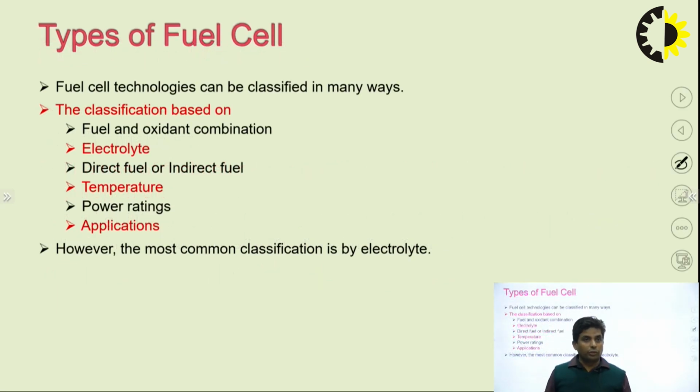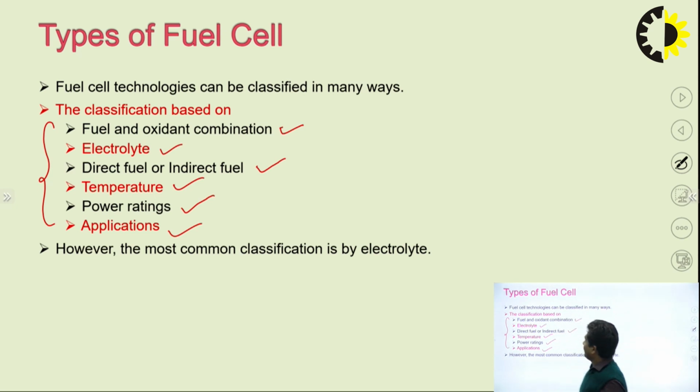Right now we have moved to the classification. Classification means types. Types depend on whatever oxidant or electrolyte we are using. The fuel cell technologies can be classified in many ways: based on fuel and oxidant combination, based on electrolyte, direct fuel or indirect fuel, temperature basis, power ratings, and the application. So there are 6 classifications of fuel cells available, but mostly we divide them by their electrolyte.